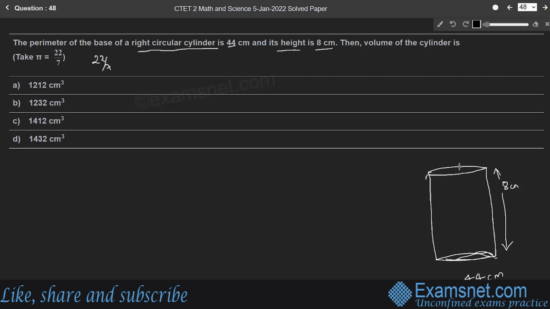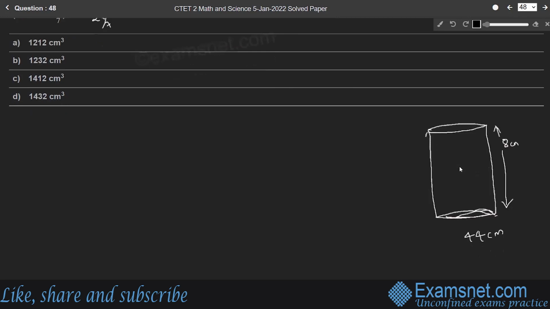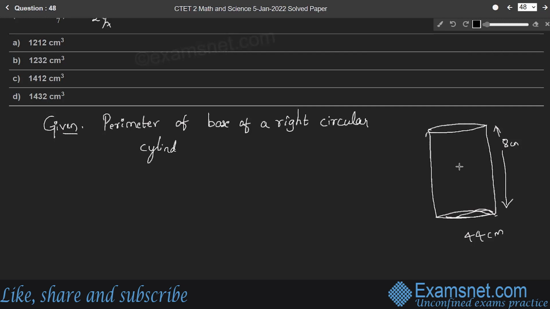Right? Volume of the cylinder is what? So here given perimeter of the base of a right circular cylinder is equal to 44 centimeter and its height is 8 centimeter. So here concept to be used.